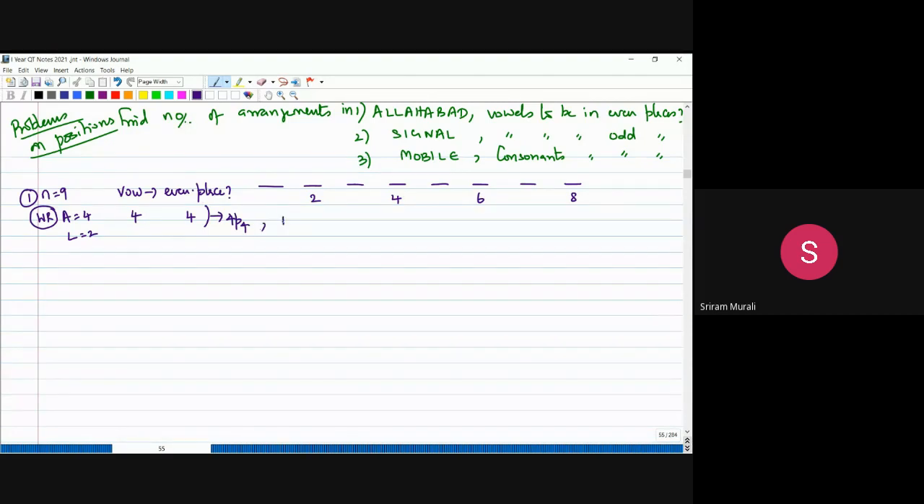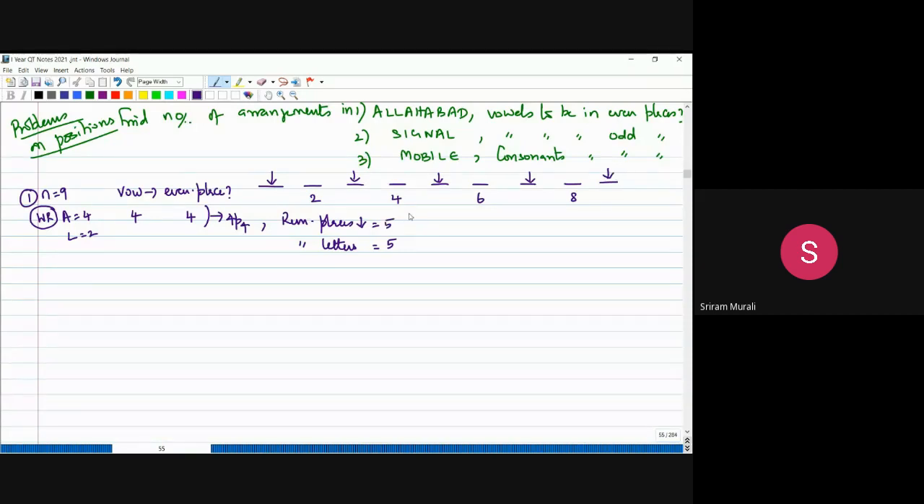How many places are left out? Remaining places are 4. Remaining letters should be equal to 4. Sorry, one minute, I made a mistake. There are 9 letters in total, so the remaining places should be equal to 5.